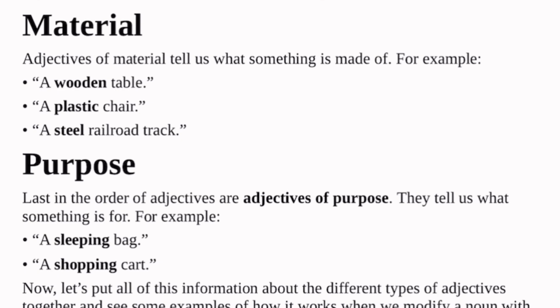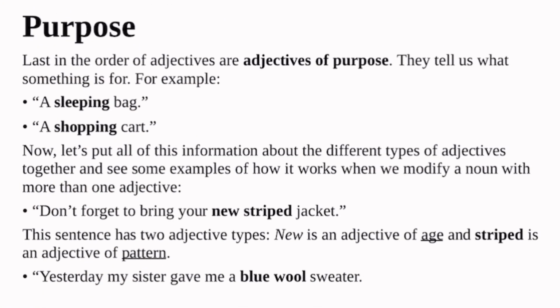Then we have material. Adjectives of material tell us what something is made of. For example, a wooden table, a plastic chair, a steel railroad track, an earthen pot. That is, the pot is earthen. Now, the next one is purpose. Adjective of purpose tells us what something is for, what it is used for. A sleeping bag, a shopping cart.